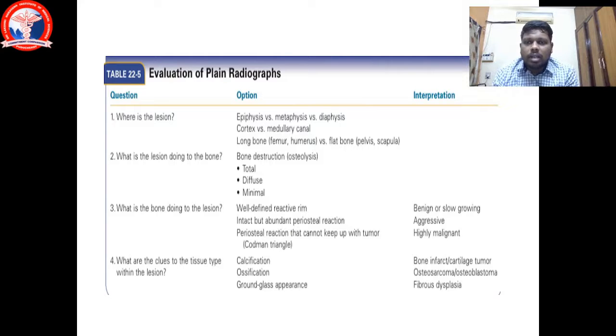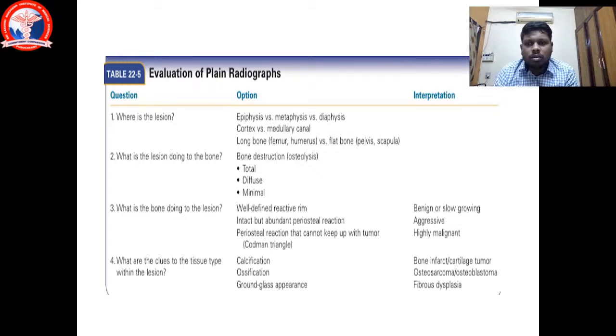So how will you evaluate plain radiographs? Question: where is the lesion? This is the epiphysis, this is the metaphysis, this is the diaphysis. You have to look for whether the lesion is in the epiphysis, the metaphysis, or the diaphysis, and whether it is in the cortex or in the medullary canal. You should also look for the site of the lesion, whether in the long bones or in the flat bones.